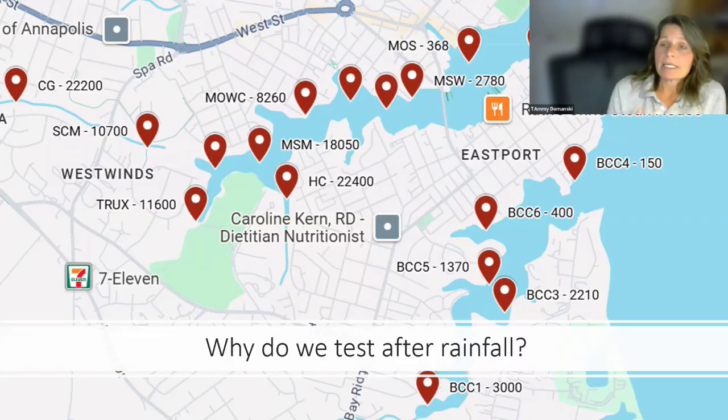So we want to test after rain because this tells us that there is something even more significant about this testing date, right? Eastport Yacht Club usually is great all the time. We tend to have some sites that are midstream in Spa Creek and even toward the mouth in Back Creek that are usually good even after rain.